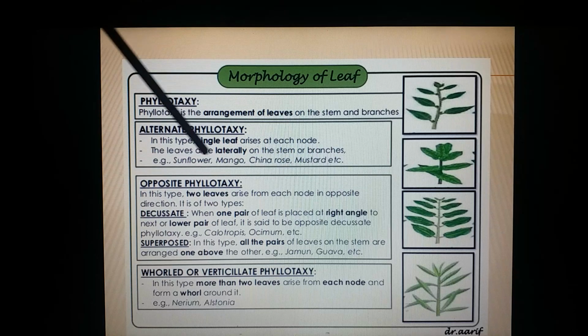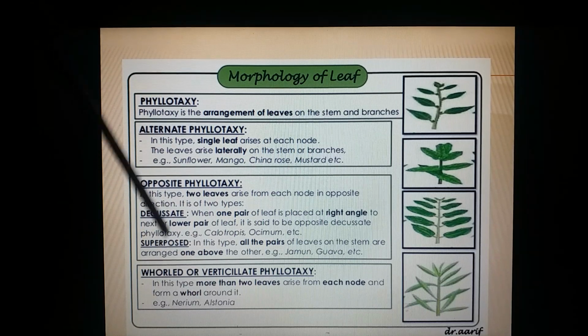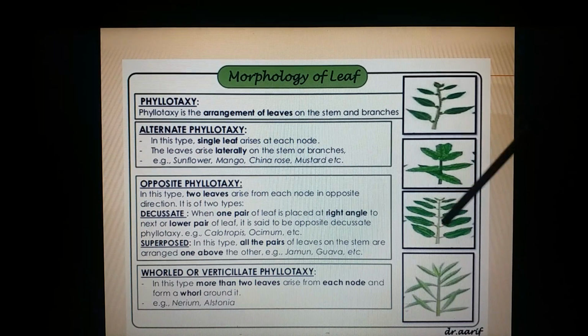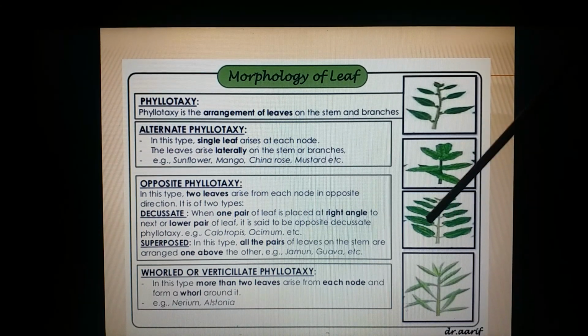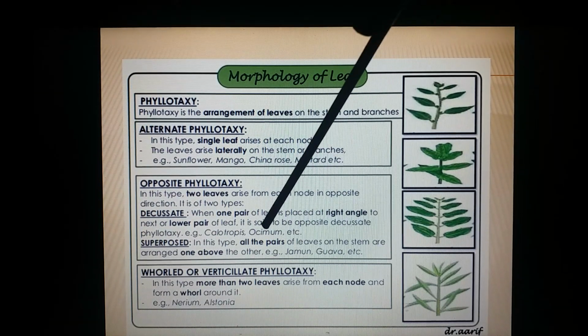Once again, you are watching here alternate phyllotaxy, opposite. Opposite is again of two types, opposite decussate and opposite superposed. If the pair of leaves are all on one side, on one plane, one position, it is called opposite superposed. You could see it in the case of Jasminum and guava. The upper pair is at right angles to the lower pair, and this is called decussate. We could see it in the case of Calotropis and Ocimum.